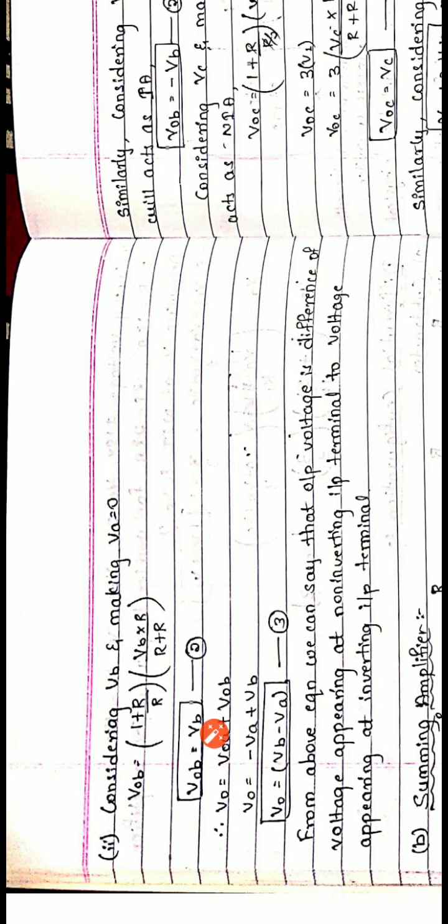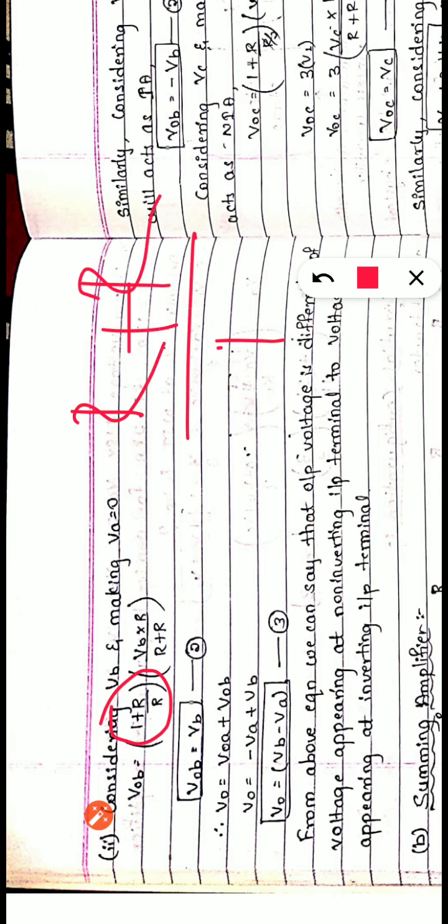If you don't understand here, this is simple. What I'm going to do is take the LCM for this. If I take the LCM for this, it becomes R plus R divided by R, into what we have got here, which is VB into R divided by R plus R.